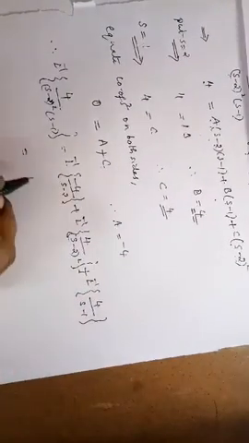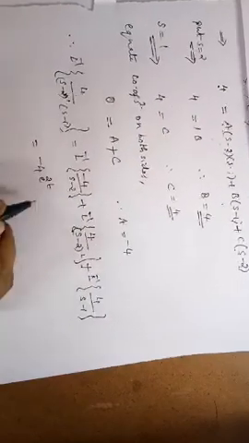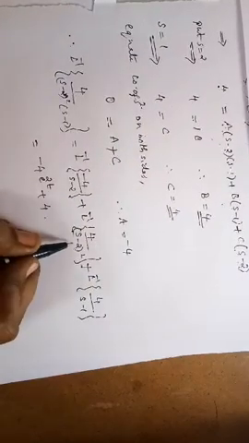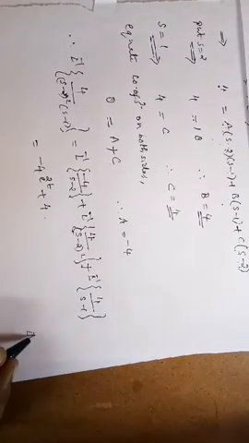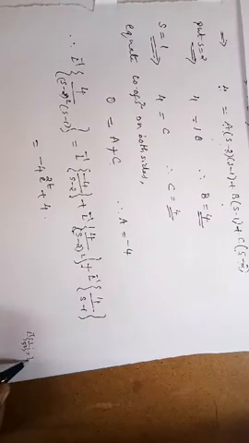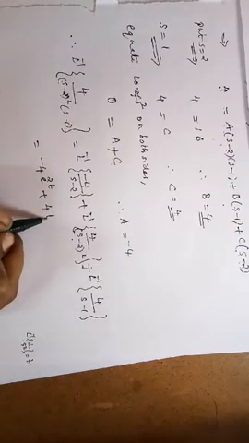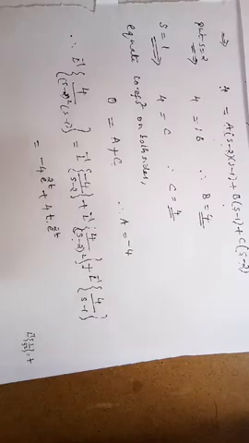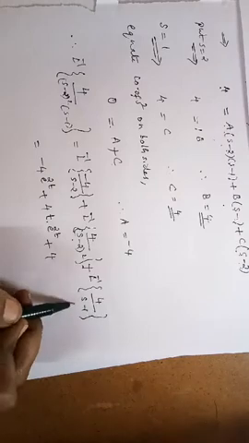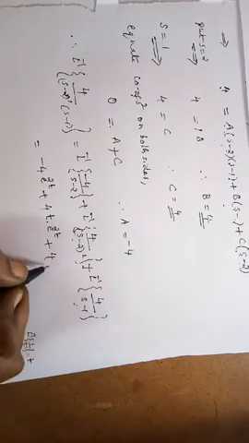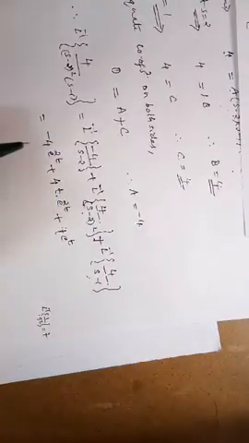Now this is equal to minus 4, a constant, times the inverse of 1 by s minus 2, which is e raised to 2t. Then the second term, 4 is a constant. The inverse of 1 by (s minus 2) whole square: we know that L inverse of 1 by s square is t, so instead of s we have s minus 2, that means t into e raised to 2t. Then the last term, 4 by s minus 1: 4 is a constant, and the inverse of 1 by s minus 1 is e raised to t. So we get the inverse of the first function.